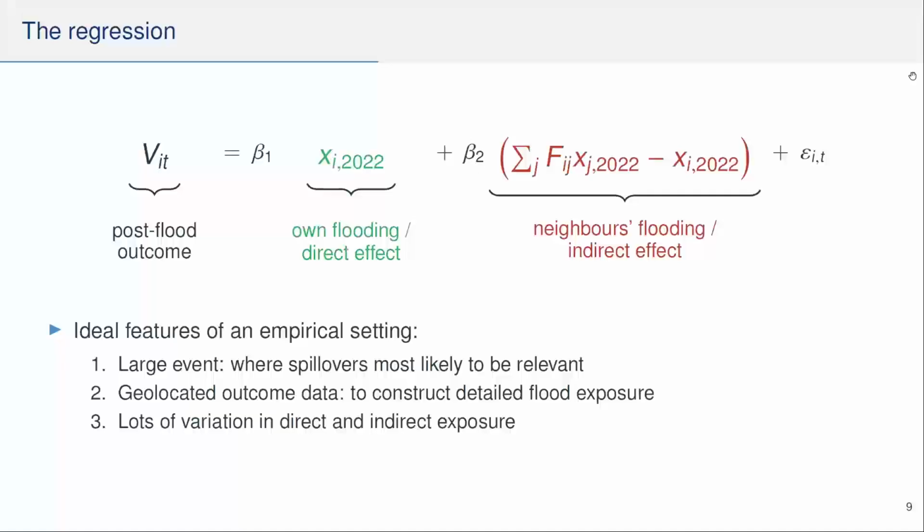Now, what we would like to do to study this is we would really like to have a big event where spillovers are likely to be relevant. We would like geolocated outcome data so that we could closely map you to exactly what was going on with flooding around you. And we'd like lots of variation in direct and indirect exposure. And that's exactly what we have.